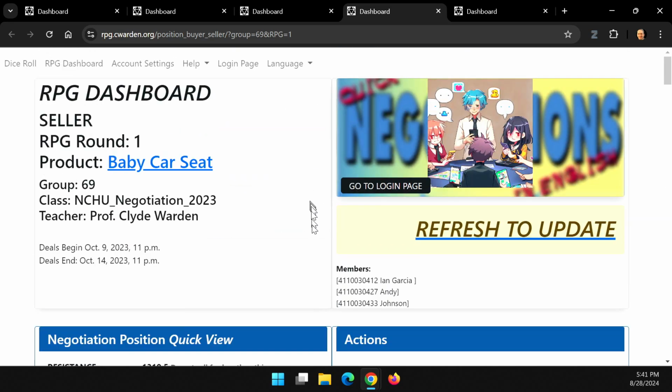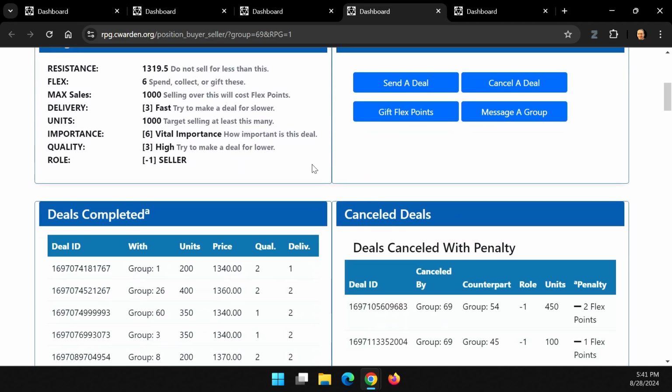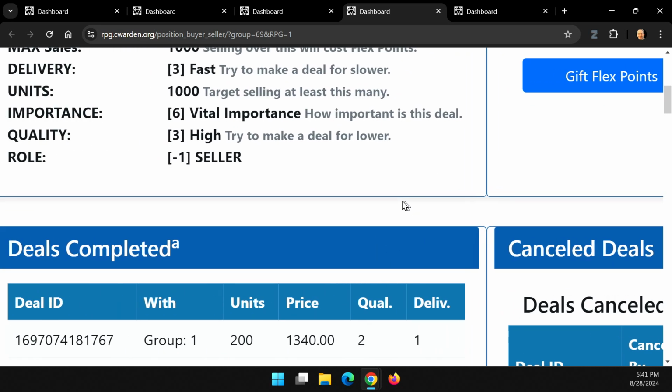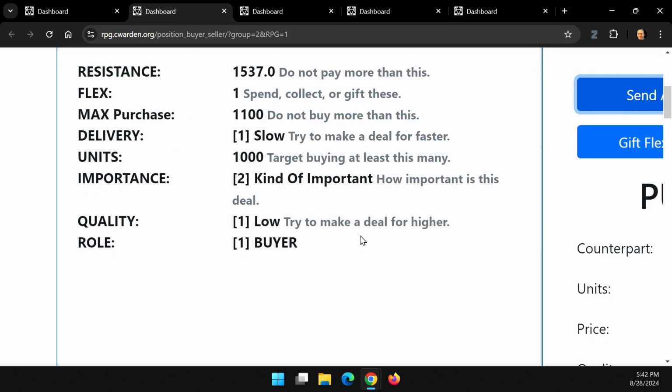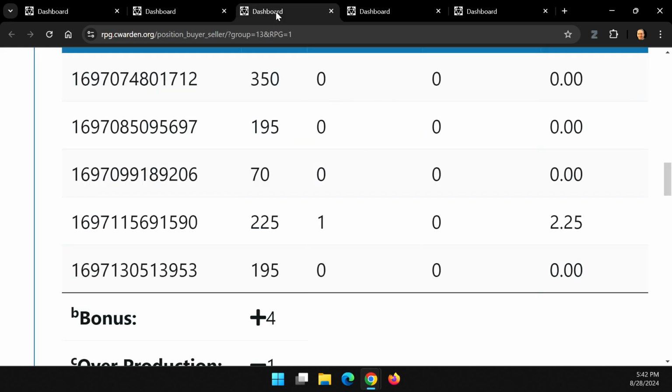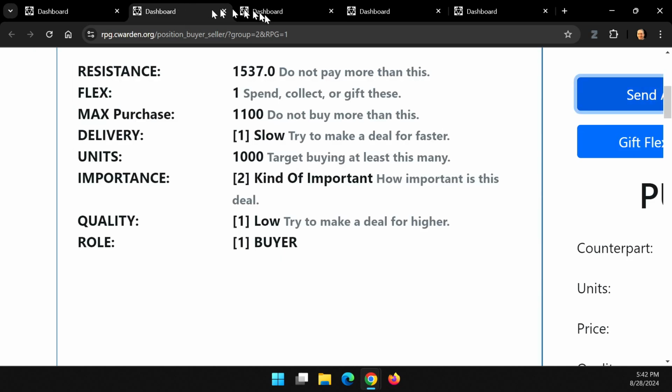Okay, so just very quickly to review, this special case is only true for the seller, not the buyer. The buyer cannot do this. Only the seller can do this. The buyer cannot ever go over your maximum purchase. Cannot. The seller can go over, but they have to spend points on it.